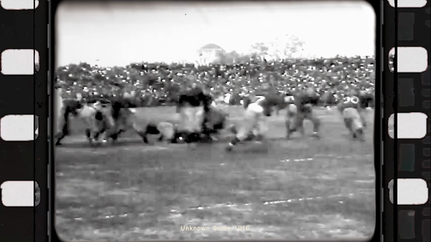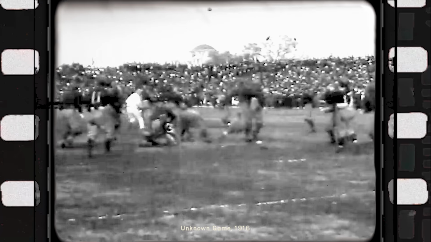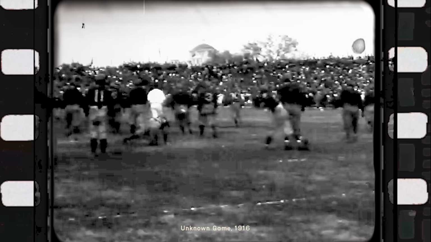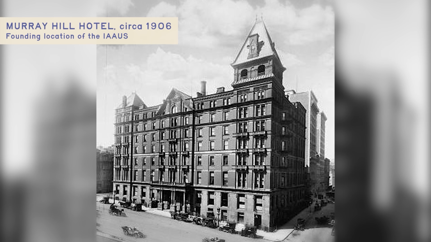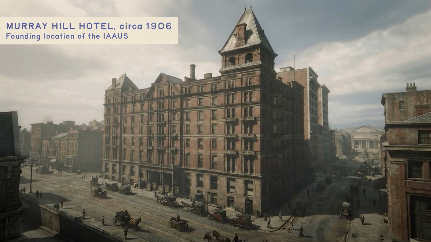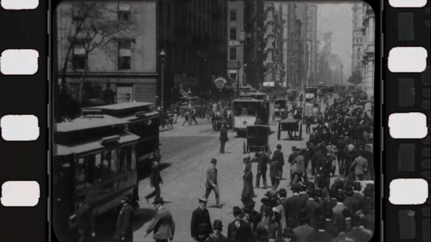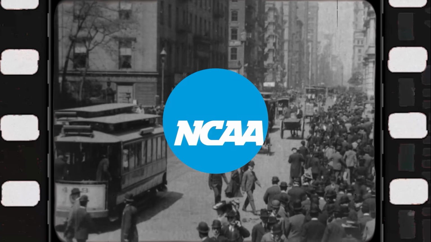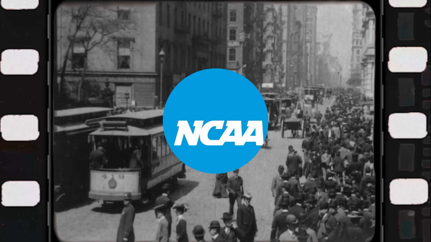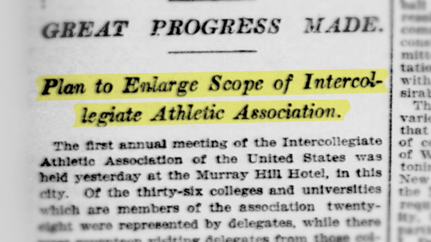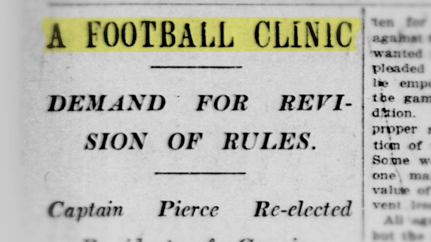But while the sport had just radically legalized the forward pass to save lives, teams hadn't quite figured out how to use it yet. In the aftermath of the deadly 1905 season, the Intercollegiate Athletic Association of the United States was formed, which later became the National Collegiate Athletic Association, or NCAA, in 1910. This was soon combined with changes in the Football Rules Committee, which was now part of the NCAA.